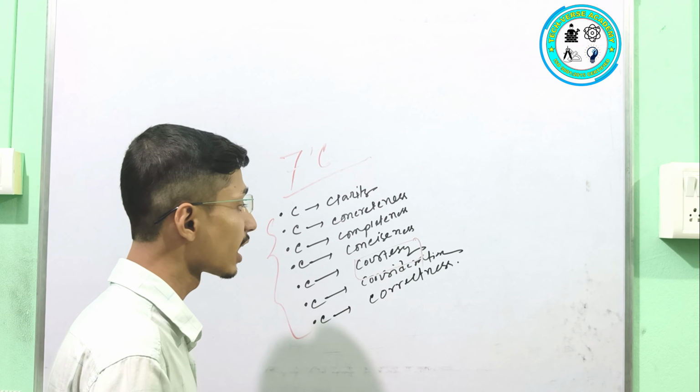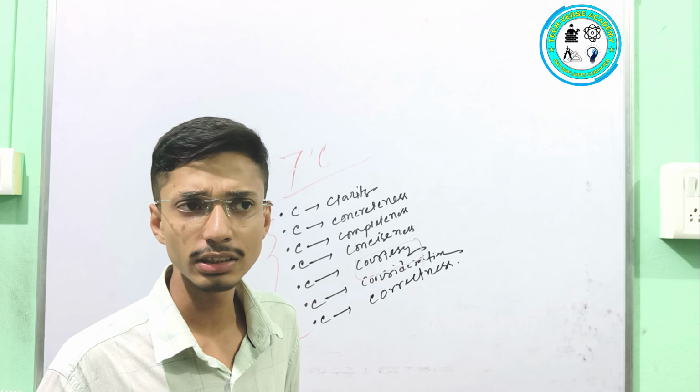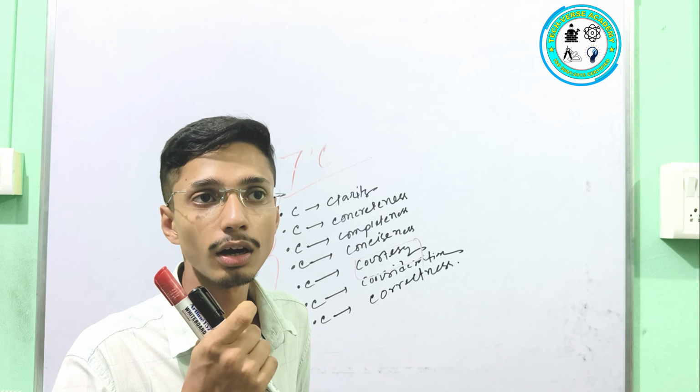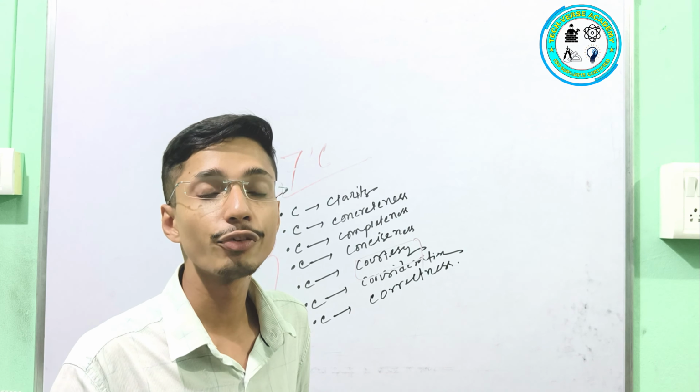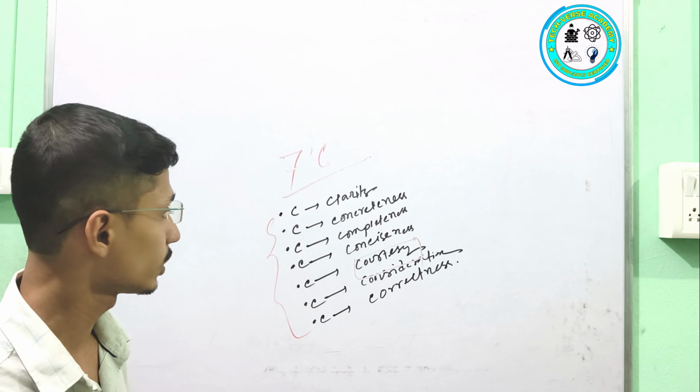The seventh C is correctness. What does correctness mean? We have to express our thoughts correctly without any wrong information. That means free from grammatical errors and other drawbacks, so that it can be easily adopted by the listener also. So those are the 7 C's of the effective communication process, which is vital in today's world.